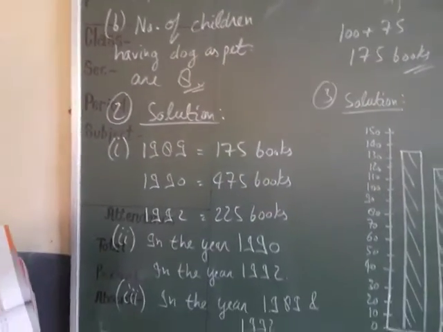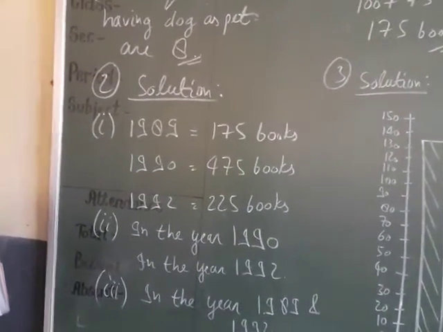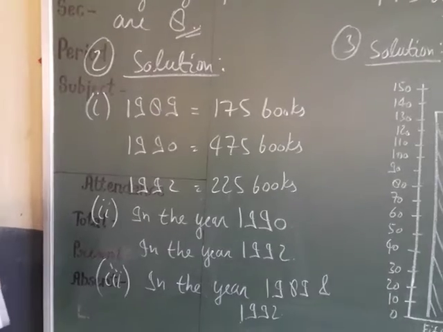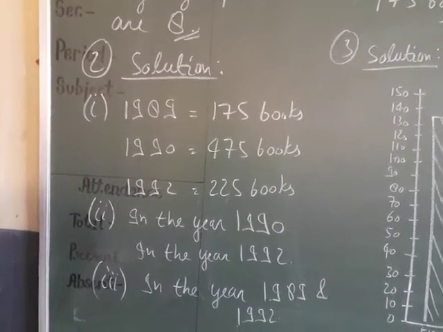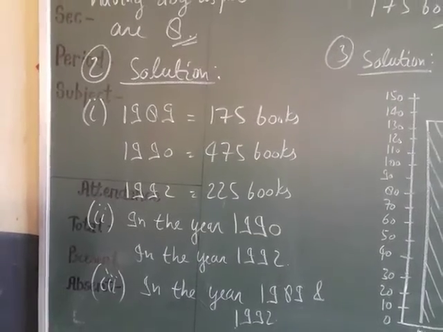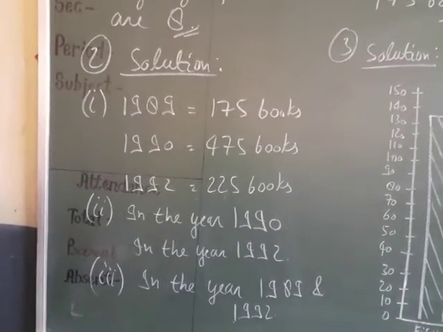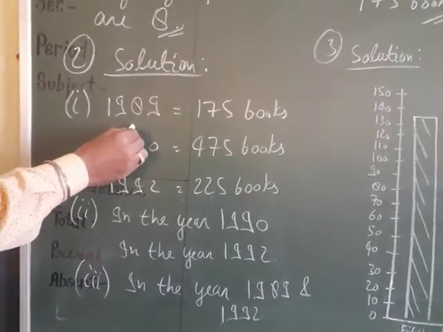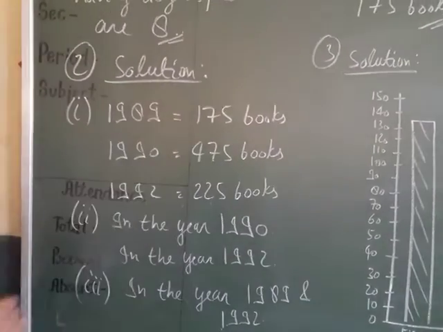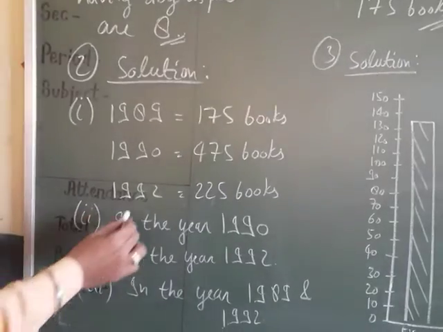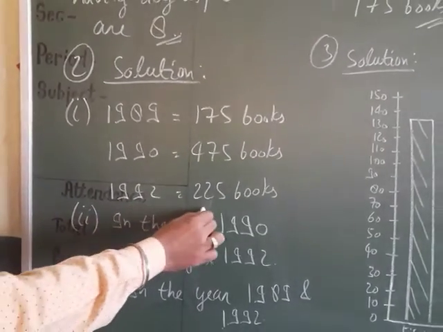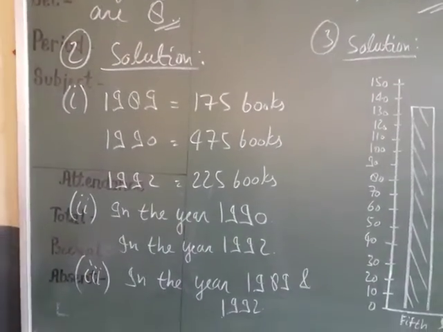Now come to the second question. Again you have to read the bar graph and answer the following questions. About how many books were sold in 1989, 1990 and 1992? From the graph you will see that in 1989, 175 books were sold, in 1990, 475 books were sold, and in 1992, 225 books were sold.